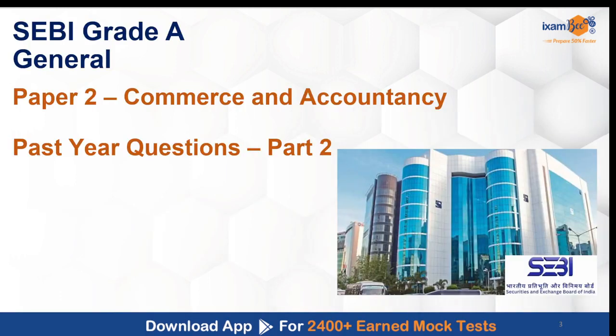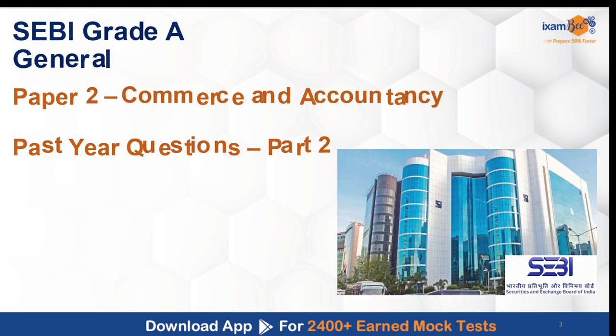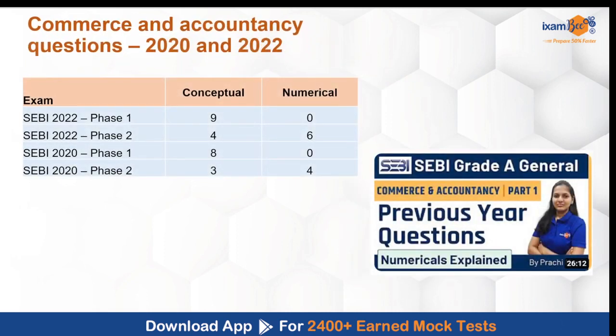In continuation of my last video where I was discussing the past year papers of Commerce and Accountancy of SEBI Grade A exam, in this video I'll continue and finish the questions related to 2020. So if we remember, in 2022, around 9 questions had come from Commerce and Accountancy in phase 1 and around 10 questions in phase 2. Similarly, in 2020, around 8 questions were there of conceptual nature in phase 1, and in phase 2 there were around 7 questions consisting of 4 numericals.